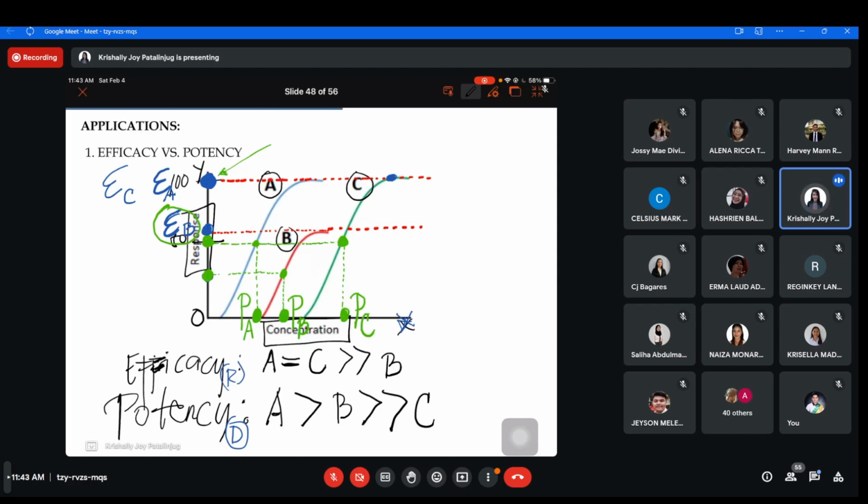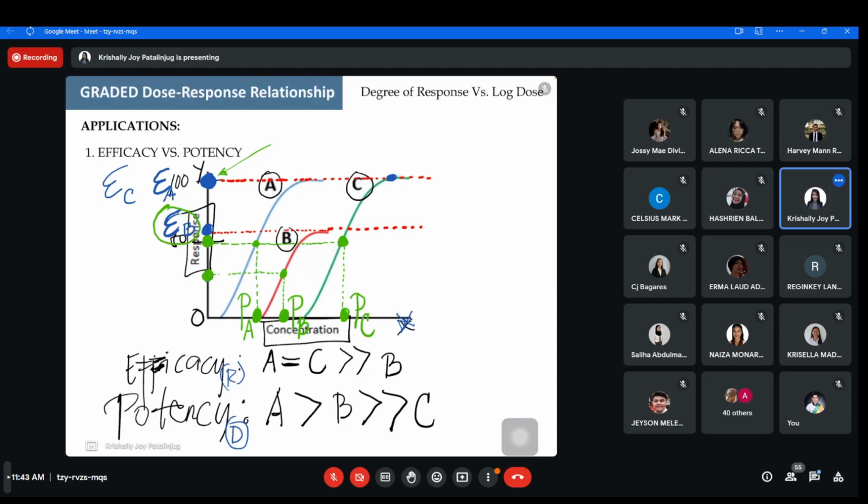So you can really apply the graded dose response curve if you try to identify the efficacy and potency, if nakaplot in a graph yung kanilang dose response relationship. Okay, you really have to understand efficacy and potency na definition first before you apply it. So ma-realize ninyo dito, we could tell here na drug C is the more effective drug, but it is the least potent one among these three.